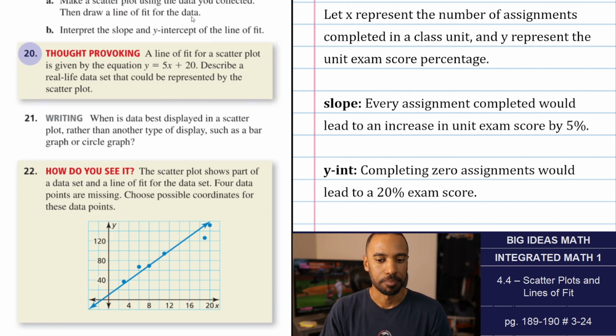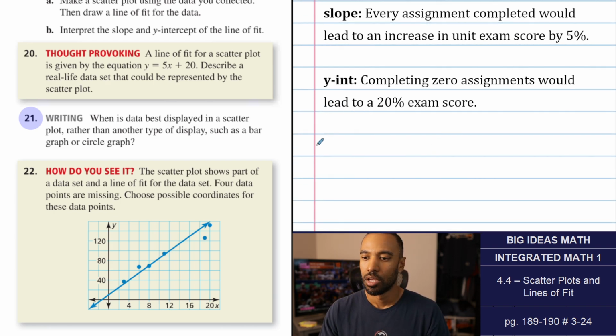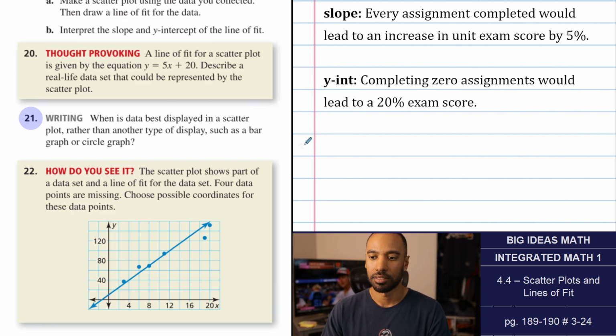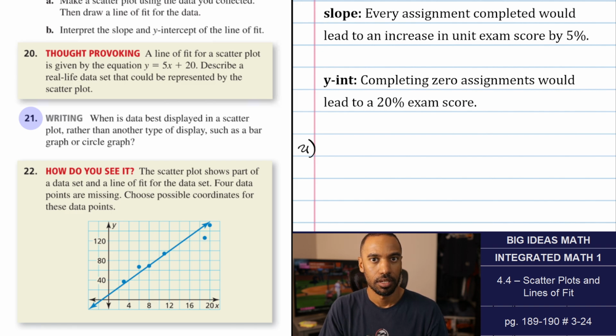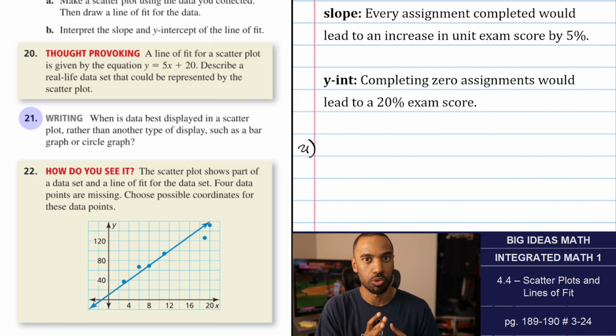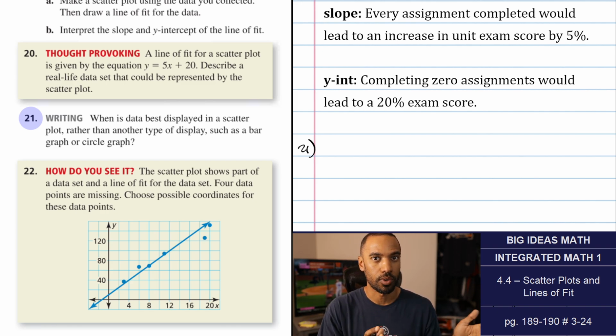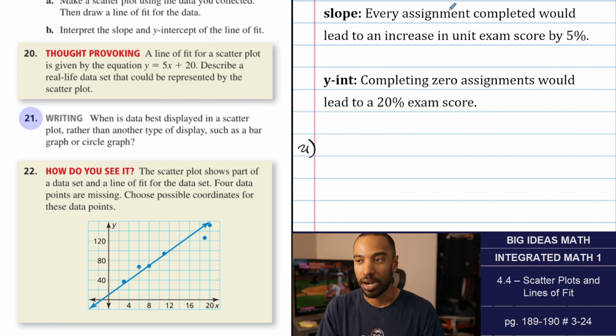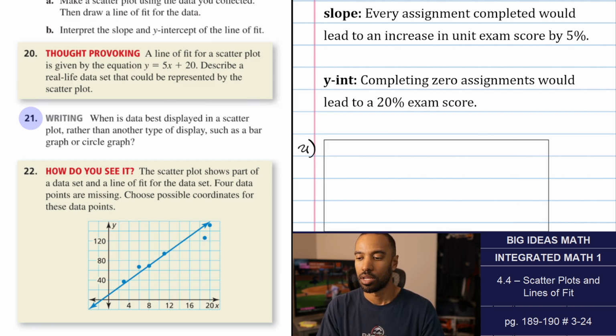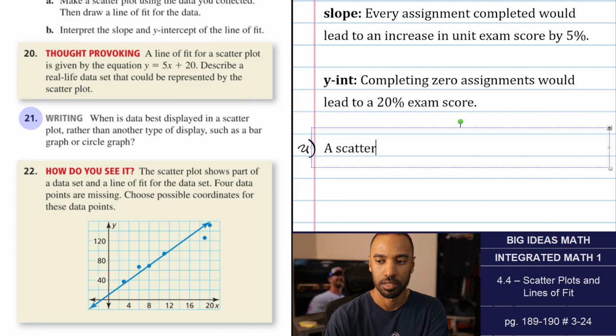All right, number 21. Writing. When is data best displayed in a scatter plot rather than another type of display such as a bar graph or a circle graph? Well, a scatter plot is really just a comparison of 2 variables. And as one increases, what happens to the other? Quantitatively so. So a scatter plot is best.